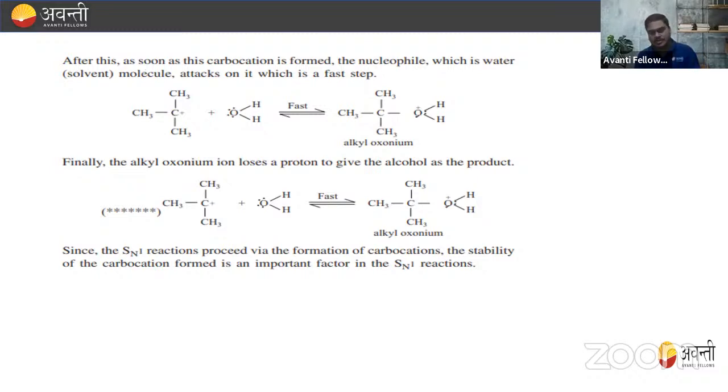only there is no bulky group present, only hydrogen is present. So the back attack is possible, right? And the inversion of the product is also formed. So we can say that the reactivity for SN2 is 1 degree, then 2 degree, then 3 degree.